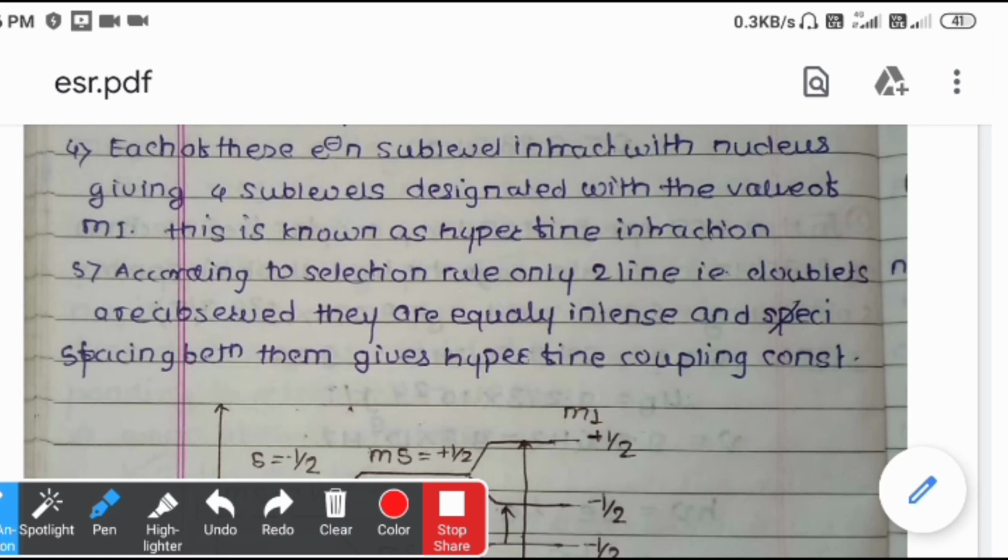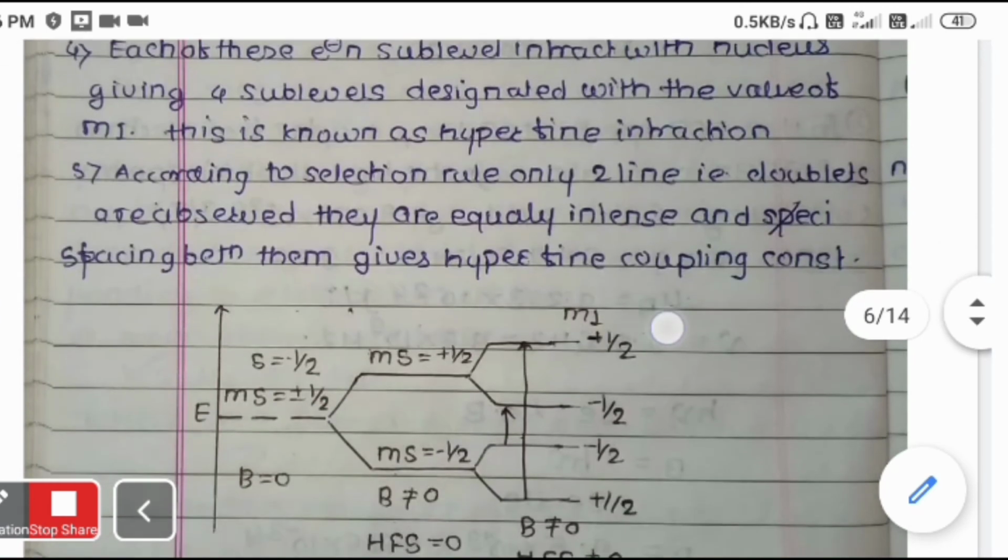So once we have got the electron in the two different energy states, these electrons then interact with the nucleus. In the case of this example, that is hydrogen, we get the proton nucleus. So this gives the four sublevels. Okay, so further splitting occurs. The interaction takes place with the nucleus. Electron will interact with the nucleus.